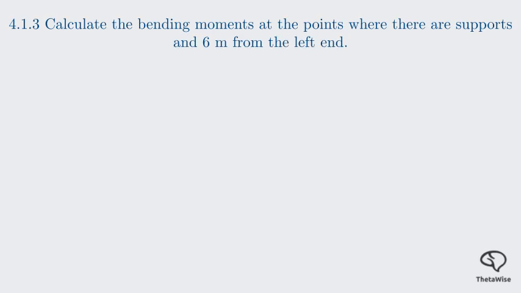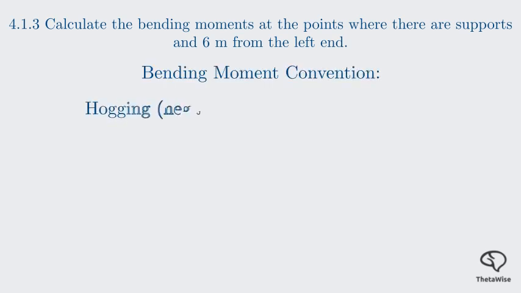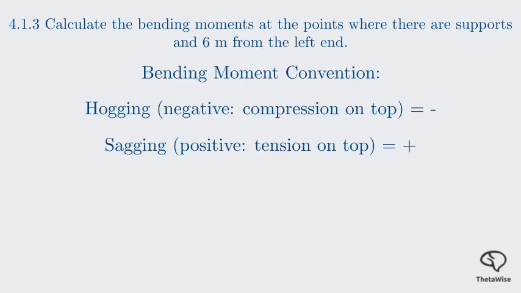Equivalently, we'll define moments created by forces causing compression on the top of the beam as negative, and those causing tension on the top of the beam as positive. Hogging bending moments are negative, and sagging bending moments are positive.